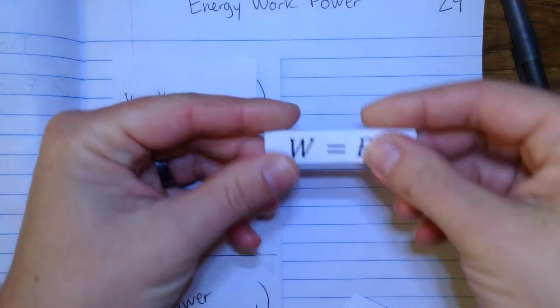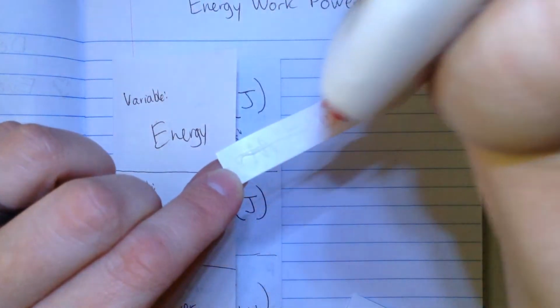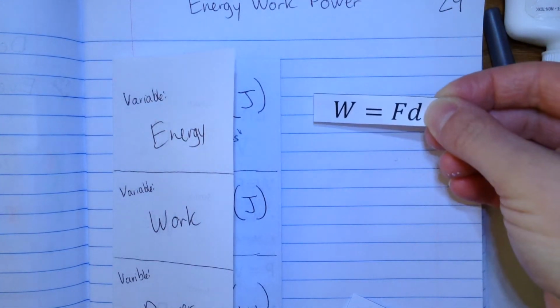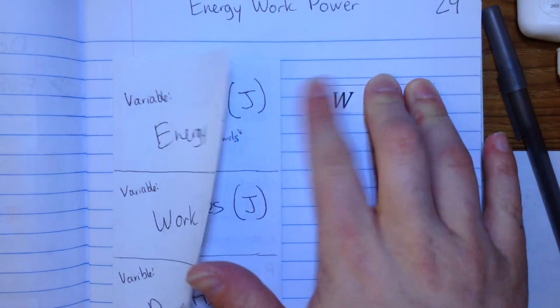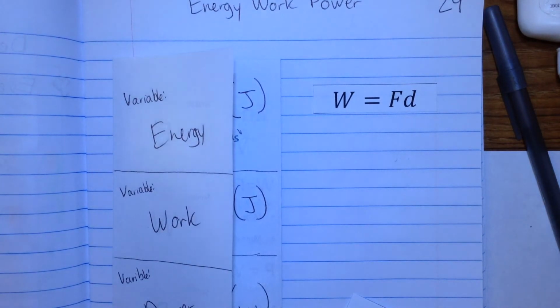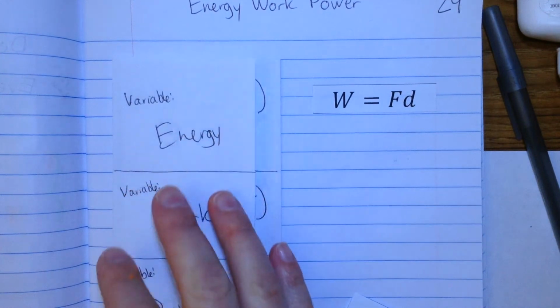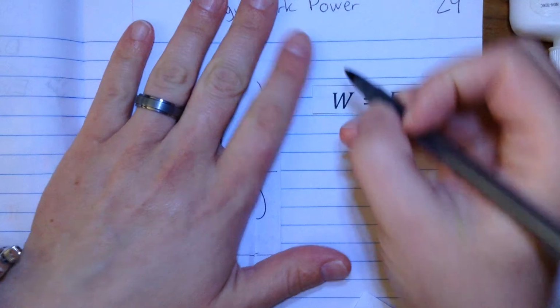All right, on the right side, let's go ahead and glue in the first of our formulas. Work equals force times distance. Give yourself a few lines of space above it. That goes with energy. It's not necessarily going with energy, it's just glued to that side. I just need space for it. Okay, so let's label it.